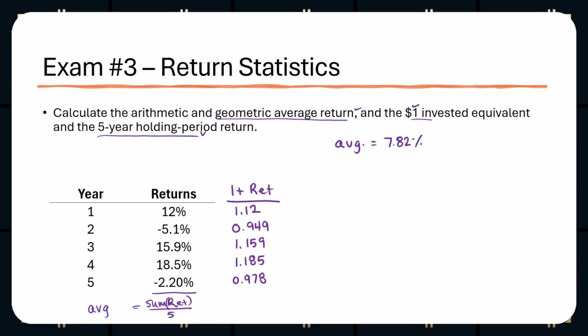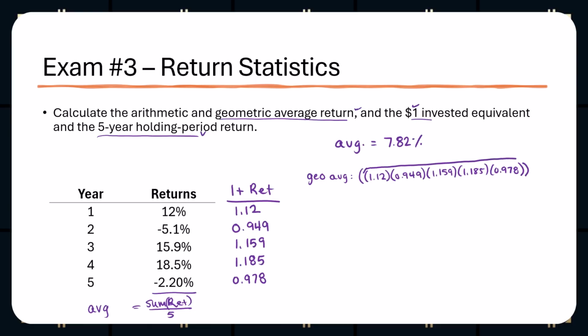All three of these last remaining metrics here are related in one way or another. Let me start with the geometric average equation. It takes all of these 1 plus the returns. It essentially takes the product of the 1 plus the returns. So we take 1.12 times 0.949 times 1.159 times 1.185 times 0.978. Then we take all of that. That's the product. This whole thing right here is the product.